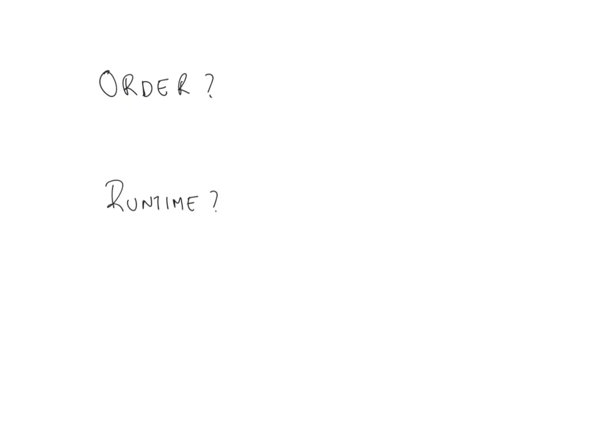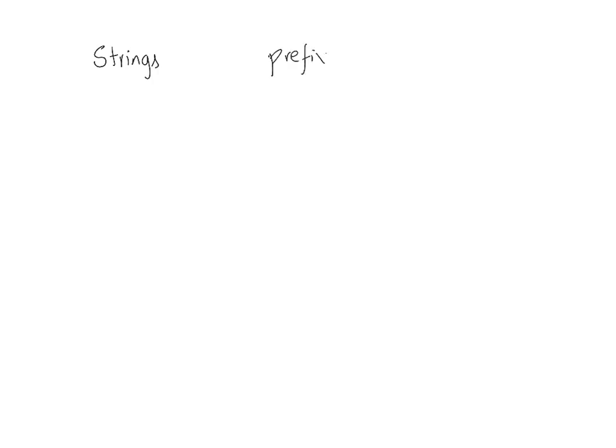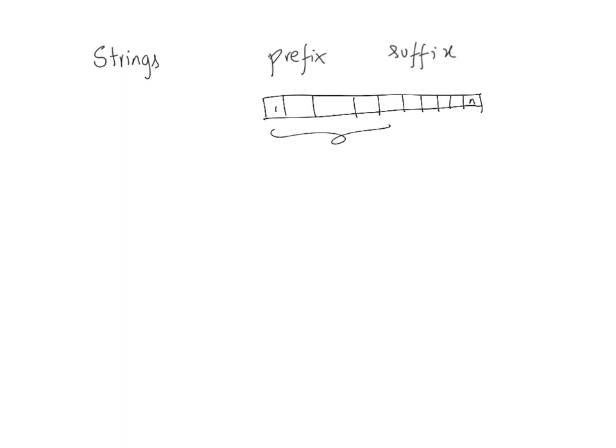So let's make a list of all kinds of subproblems that we've seen so far. Firstly, if you have strings, then the natural subproblem that one might think about is prefixes or suffixes. If you think of your input as an array of 1 through n, then you can have prefixes which start at 1 or suffixes which end at n.